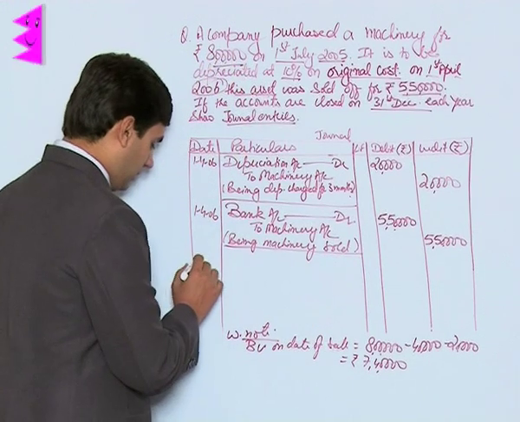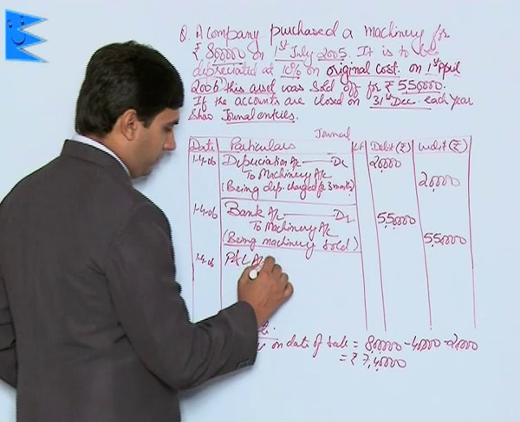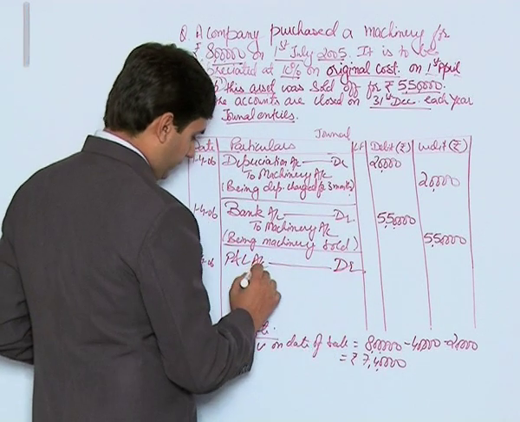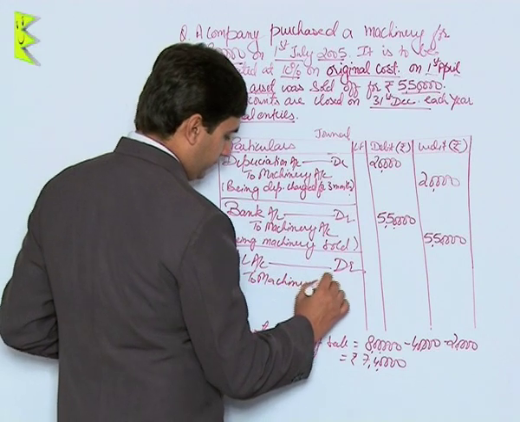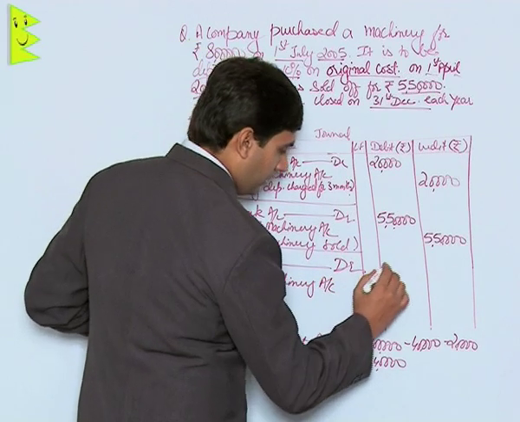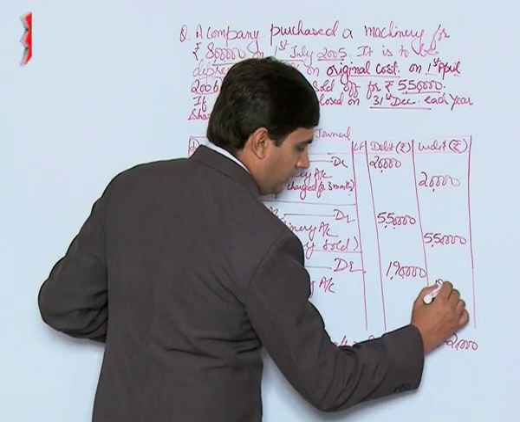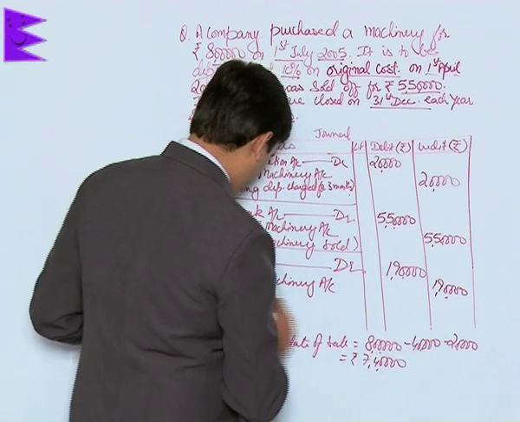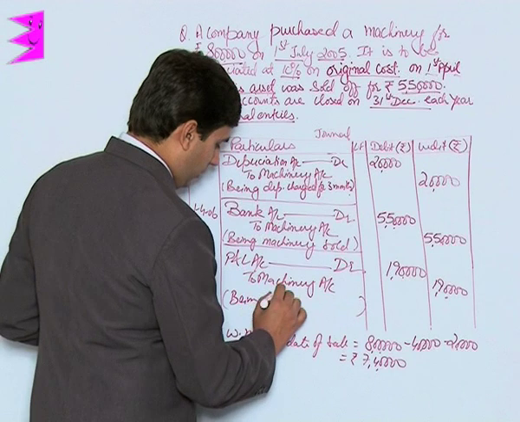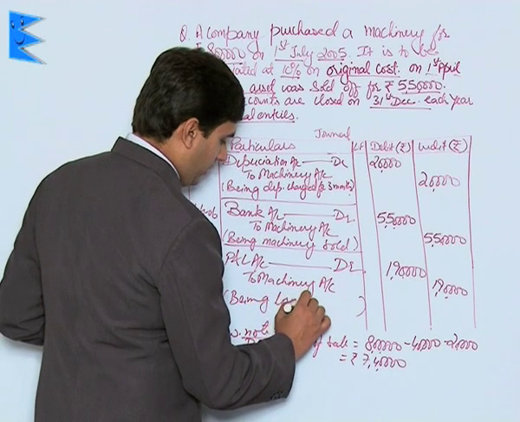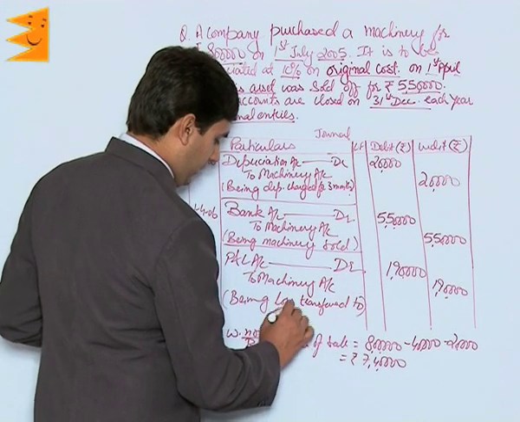So on this date, it would be transferred to profit and loss account. Profit and loss account debited to machinery account, 1,90,000, and it would be being loss transferred to profit and loss account.